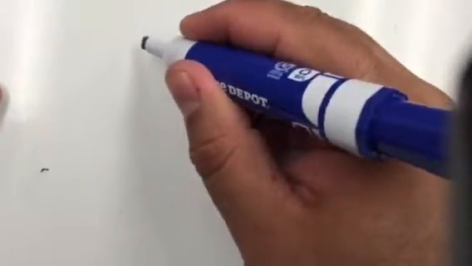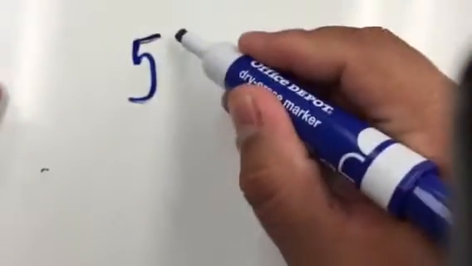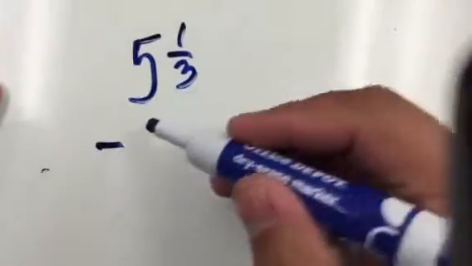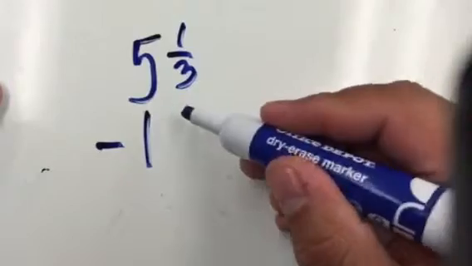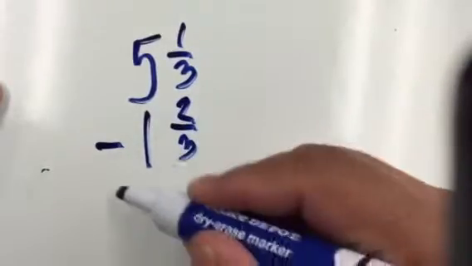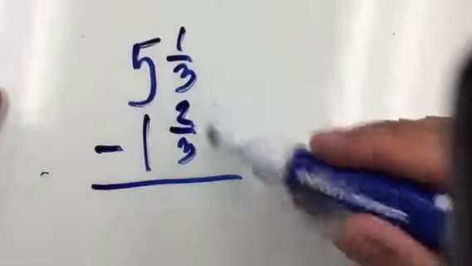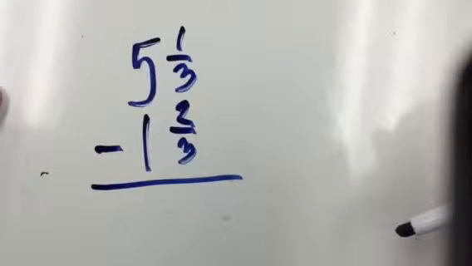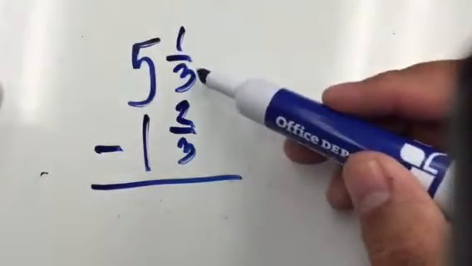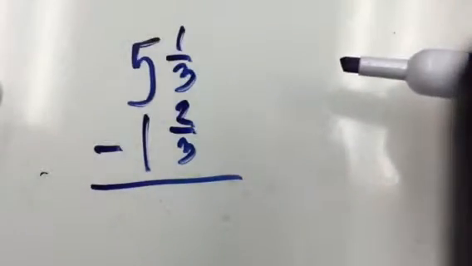We're going to go with 5 and 1/3, and we're going to subtract 1 and 2/3. Okay, so the first thing I notice is that my denominators are the same. That's good. That means we don't have to find the common denominator. When you're subtracting mixed numbers, make sure that you always work with the fraction first. Okay, so we're working with this 1/3 and 2/3 here.